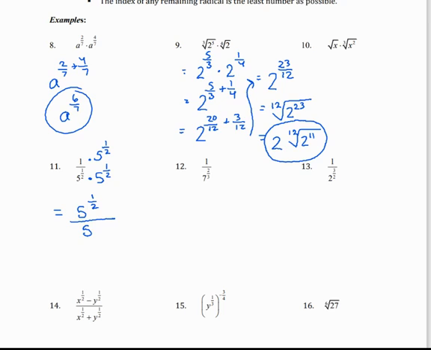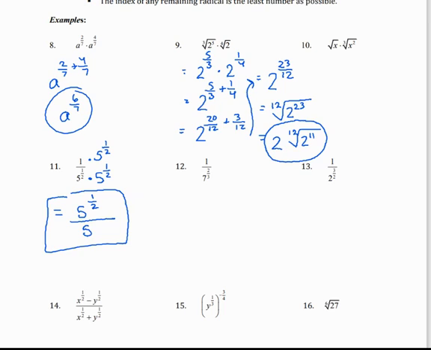If I look at this answer, there's no rational exponents in my denominator. There's nothing else I can simplify. Please understand we cannot cancel out the 5s. They have different powers, so we're not going to actually combine them. So this is all my answer is.